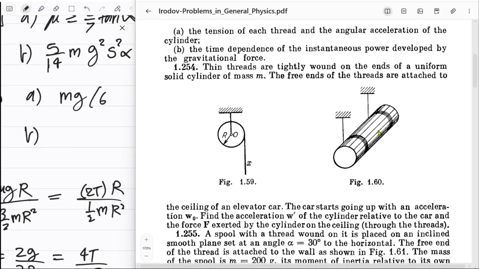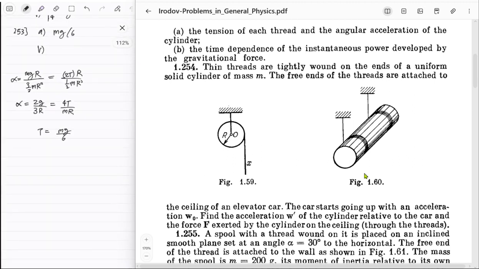So B is the time dependence of instantaneous power developed by the gravitational force, right? So for this complete system, this tension force doesn't do anything because this point of contact is stationary, right? So it's just the gravitational force that does all the work. So basically what you want to find is the work done by gravity at some certain t value. Actually, no, what you want to find is F times V. So what is the velocity of the center of mass, and that times the gravity force. That's what you want to find. Cool. At some time t.